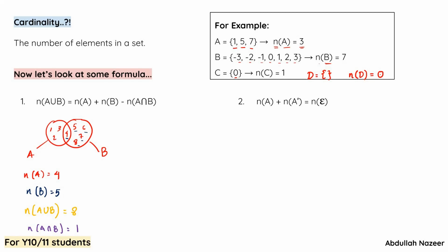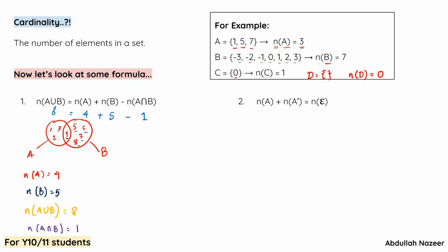Alright, so now we know all the numbers. Now let's verify if the formula is true in this case. If we plug in the values, n(A union B) is 8, n(A) is 4, n(B) is 5, and n(A intersection B) is 1. So 4 plus 5 is 9, minus 1 is 8.